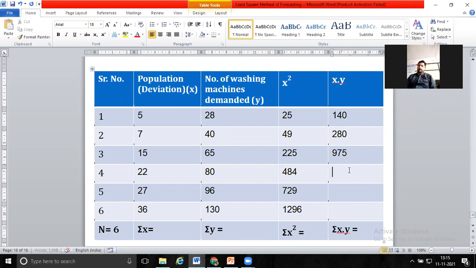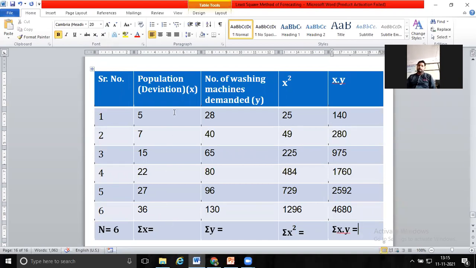975. Right. Then 22 multiplied by 80 is equal to 1760. Then 27 multiplied by 96 is equal to 2592. Right. Then 36 multiplied by 130 is equal to 4680. And at the bottom, you have to write the summation of all these multiplications, that is nothing but summation of x multiplied by y.